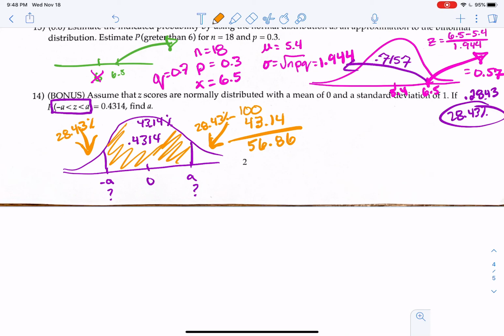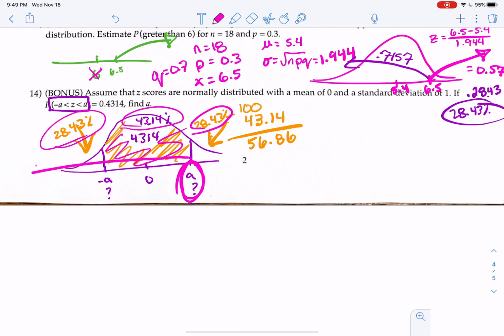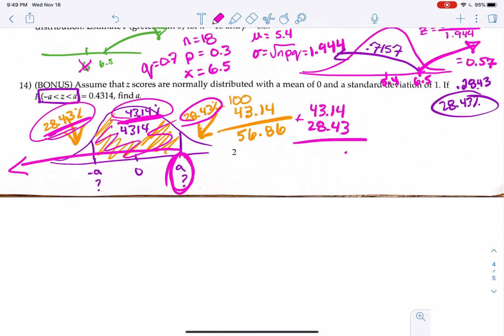So I've got this spread out kind of into 3 separate regions. I've got the 28.43% here. The middle section that's shaded is 43.14 and then 28.43. Let's say that we're trying to solve for this A right here. Okay? We need to find that z-score, and by finding that z-score, you're looking up everything to the left of it in the chart. The area under the curve that's to the left of it is these two regions together. So 43.14 added to 28.43, 71.57%. Or 0.7157. Okay, that's everything to the left of A.